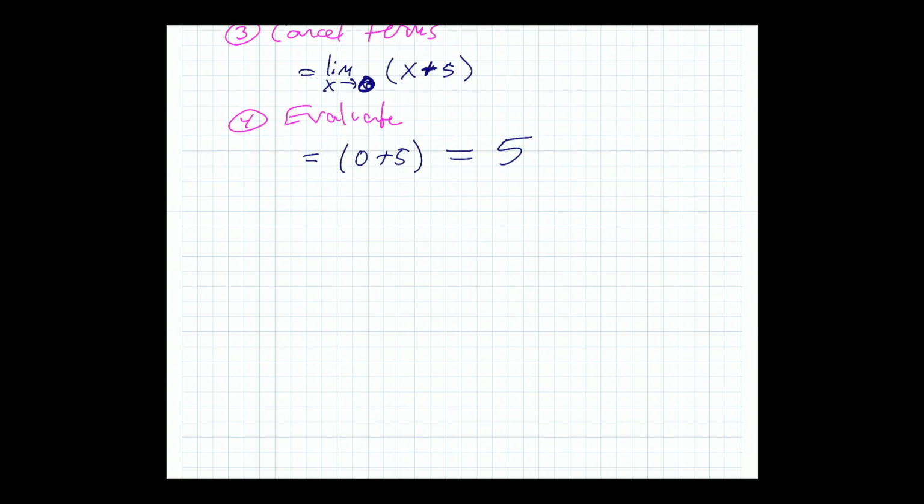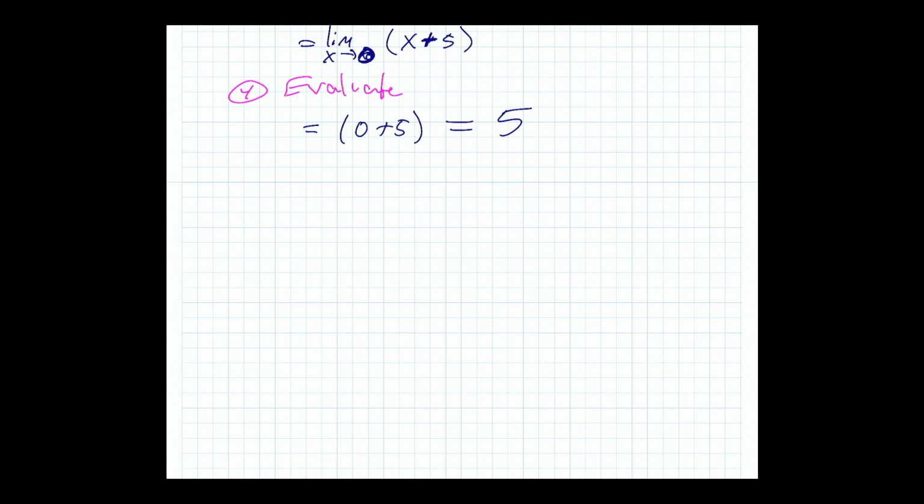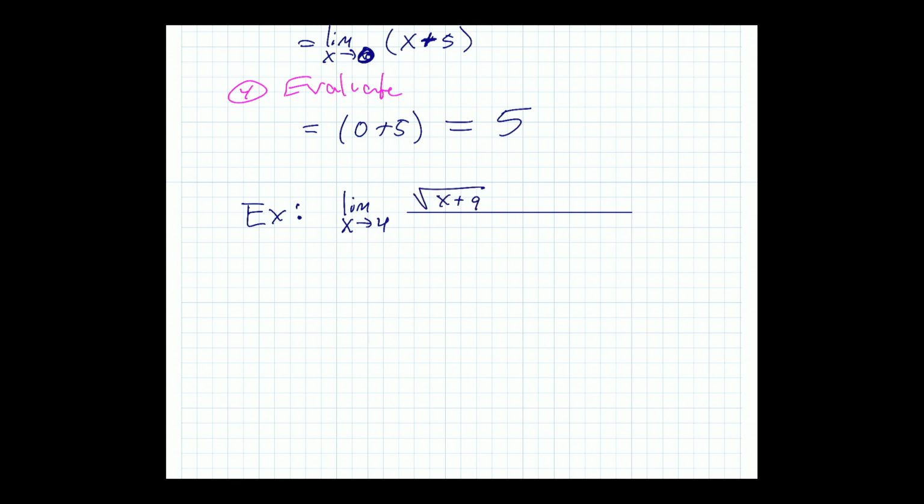Okay, yeah, let's do another square root one. We haven't done one in this lecture. Example. Limit as x goes to 4 of square root x plus 9 minus square root 13 over x minus 4.